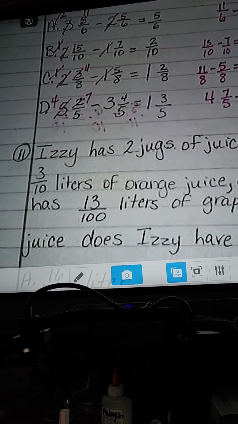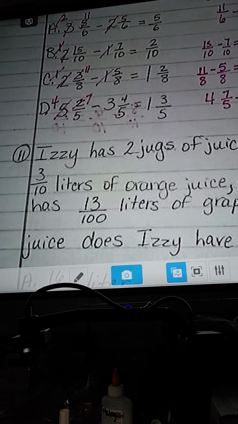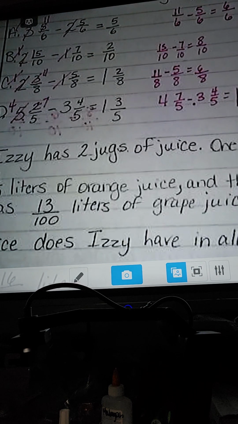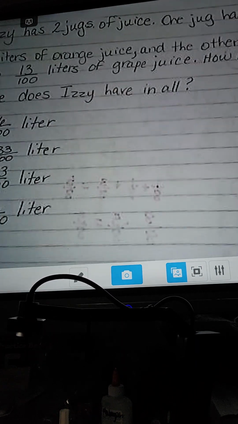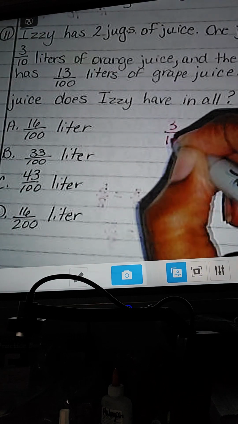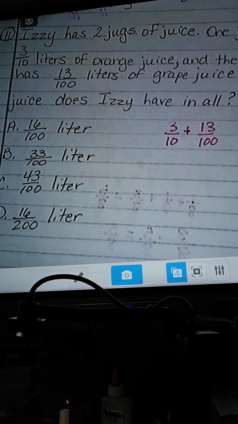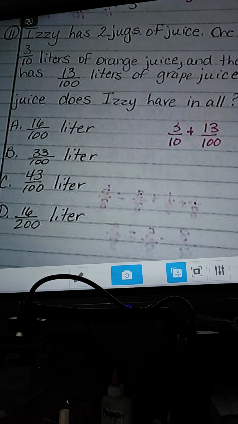All right, number 11. Izzy has 2 jugs of juice. One jug has 3/10 liters of orange juice, and the other jug has 1/100 liters of grape juice. How much juice does Izzy have in all? So I'm doing what? Adding. What are we adding? 3/10 plus 1/100, but I can't do that because my denominators are not the same.